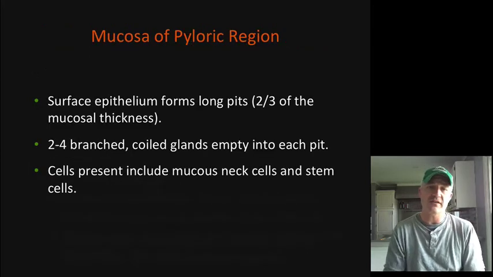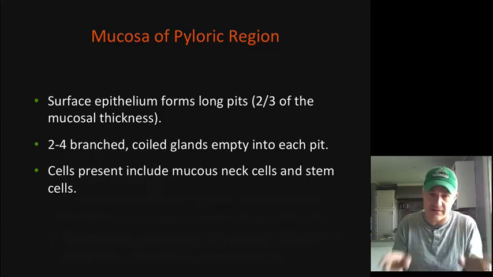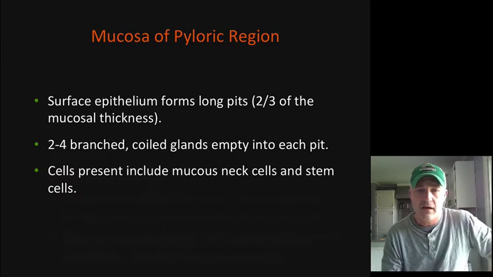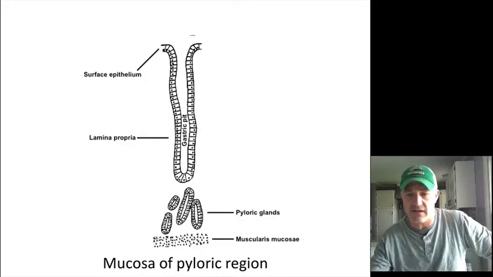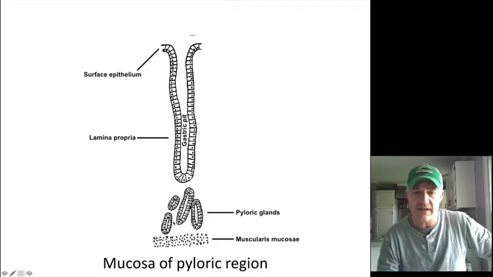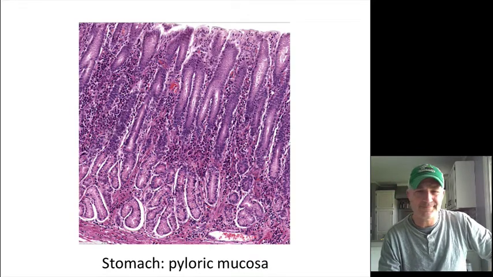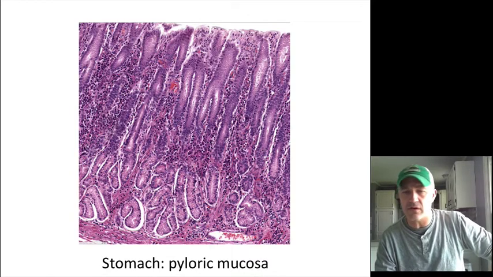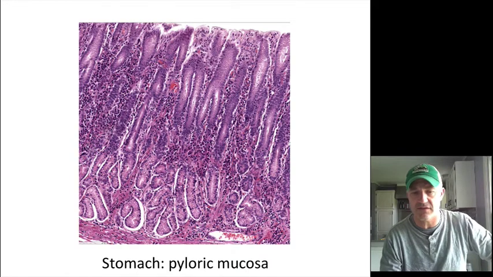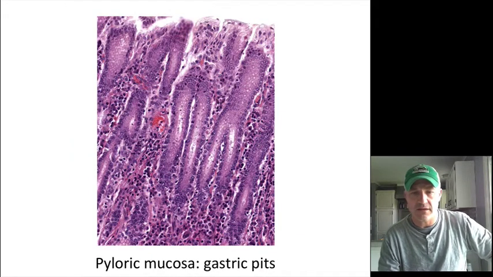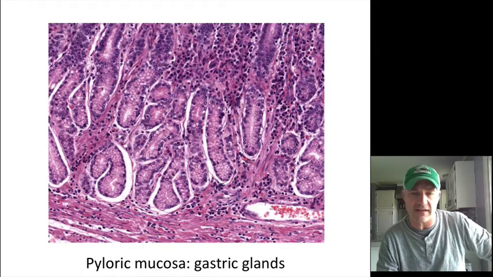So the pyloric region, these are a little bit longer pits. Again, a few of these glands going into each pit there. Mucous neck cells, stem cells. So you can see these down here a little bit more. Not having as many of those other cell types there. You can see these are much deeper. I don't know that I'm going to have you do the pyloric mucosa versus the body and cardiac or fundus region. Again, you don't see those different cell types quite as much in here, though. A lot more protective stuff at this point.